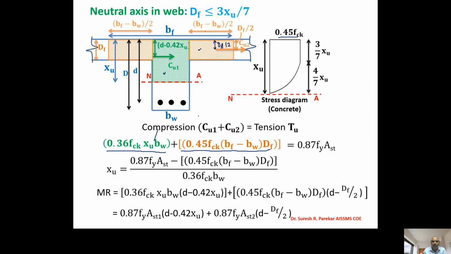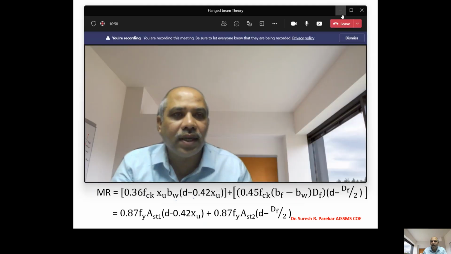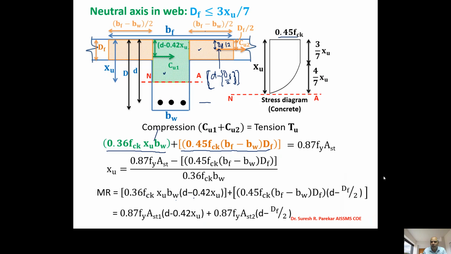Now the moment of resistance: we have CU1 into (D minus 0.42 XU). Now CU1 we have calculated as 0.36 FCK XU BW into (D minus 0.42 XU). And the second we have already seen, we have DF minus DF by 2. So the lever arm we will get as D minus DF by 2, because DF by 2 is from the top, and that we have mentioned over here, that is D minus DF by 2, and that is shown over here.